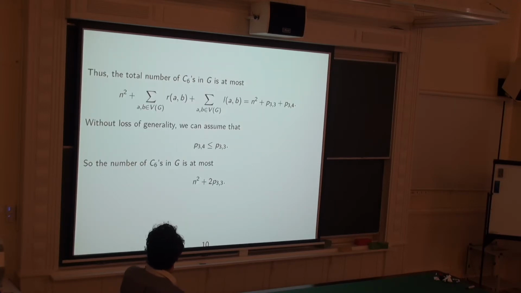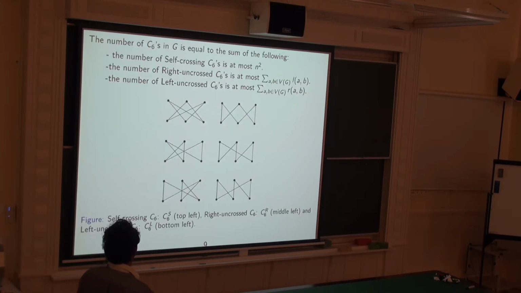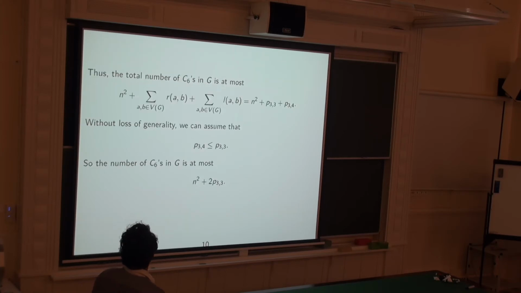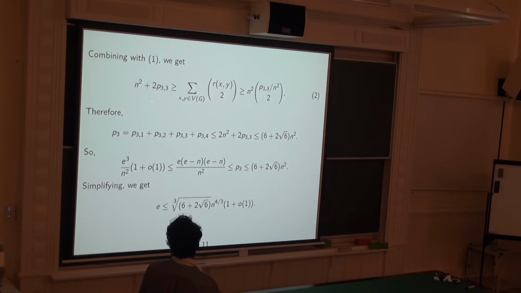So now combining these, this gives us the total number of allowed C6s is this much, and without loss of generality you can assume that the number of these types of paths is more than the number of these types of paths. So we finally get that the number of C6s is at most this much. Now combining with the lower bound that we had, this is the upper bound on the number of C6s, and this is the lower bound on the number of C6s.